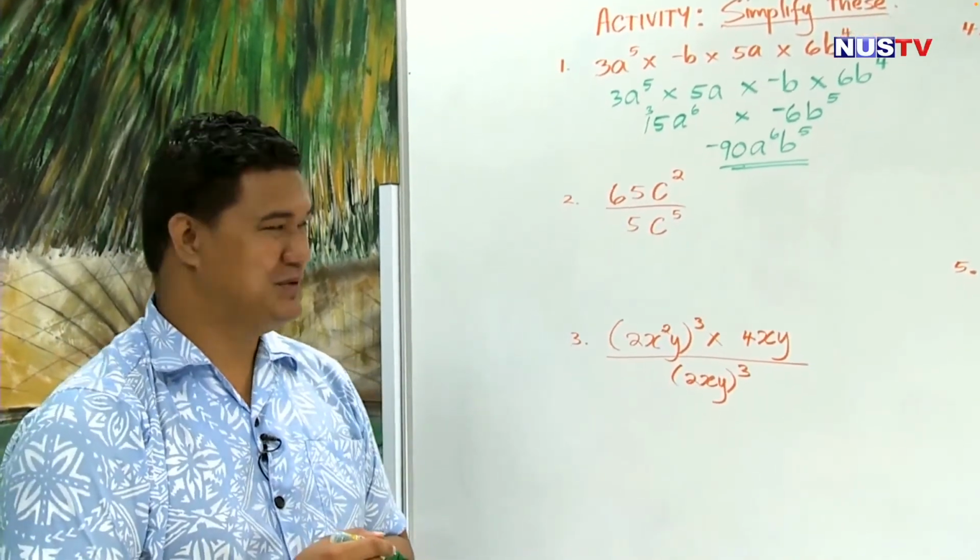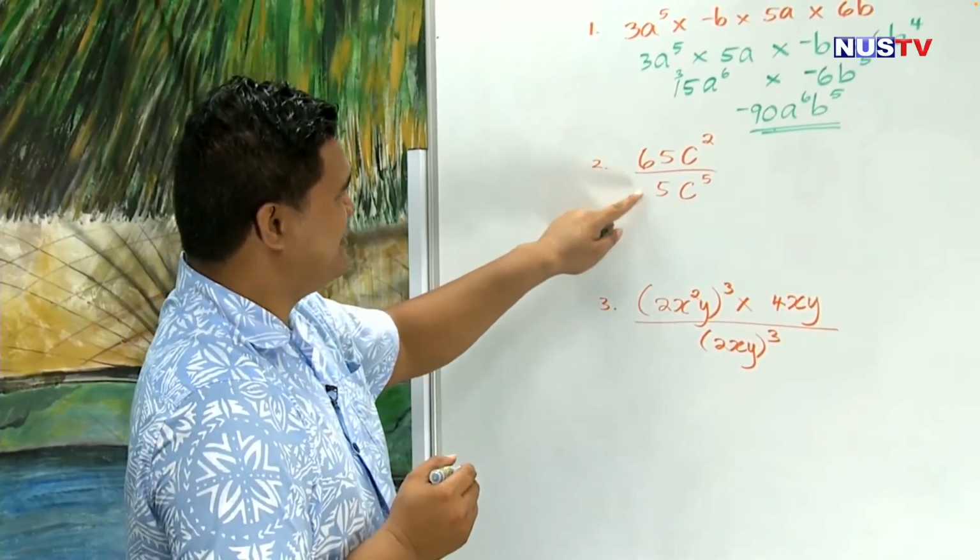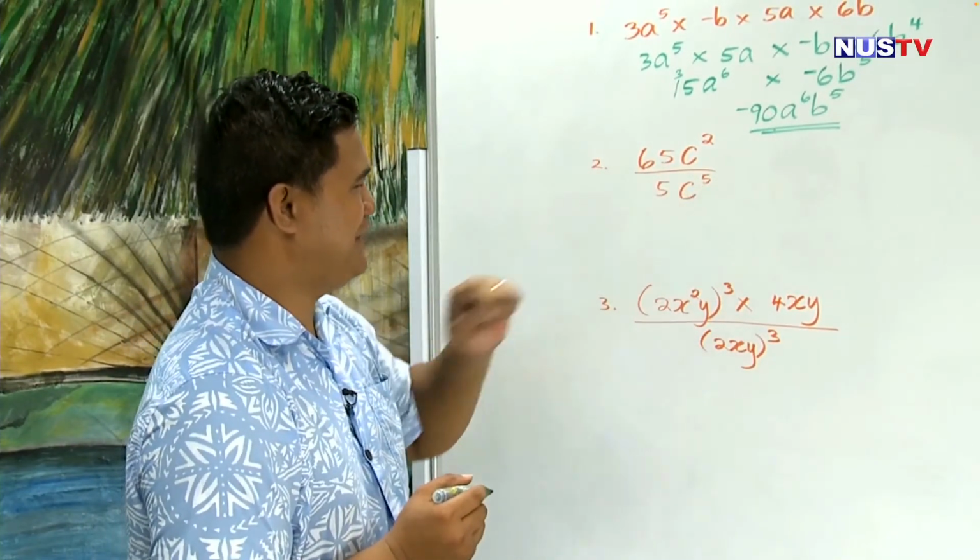For number 2, we have 65c to the power of 2 divided by 5c to the power of 5.